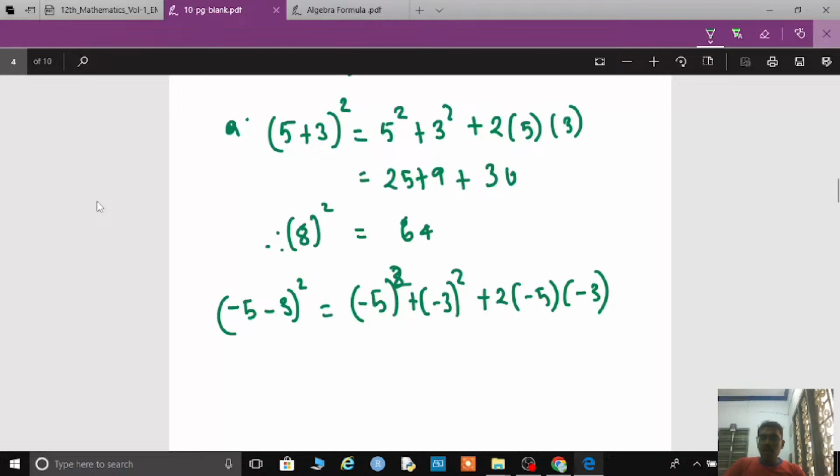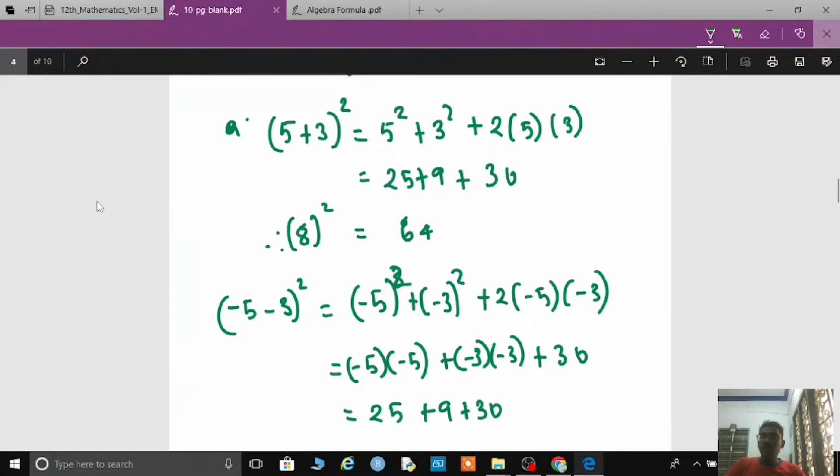You already know that a negative term squared will become positive, because minus 5 into minus 5 becomes plus 25. Minus 3 into minus 3 will become plus 9. Minus into minus becomes positive. So positive, 5 twos are 10, 10 threes are 30. So 25 plus 9 plus 30. Obviously the same result is obtained here, which is 64.